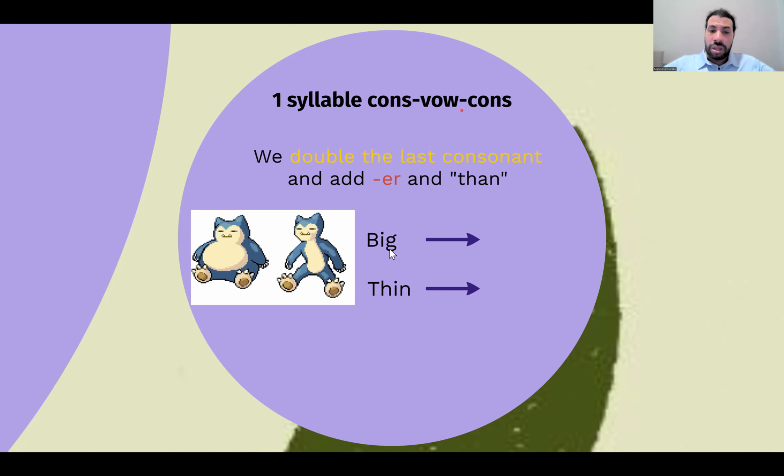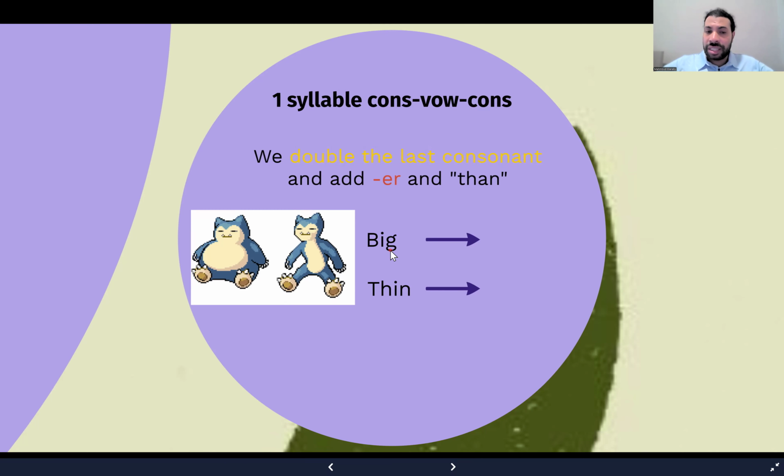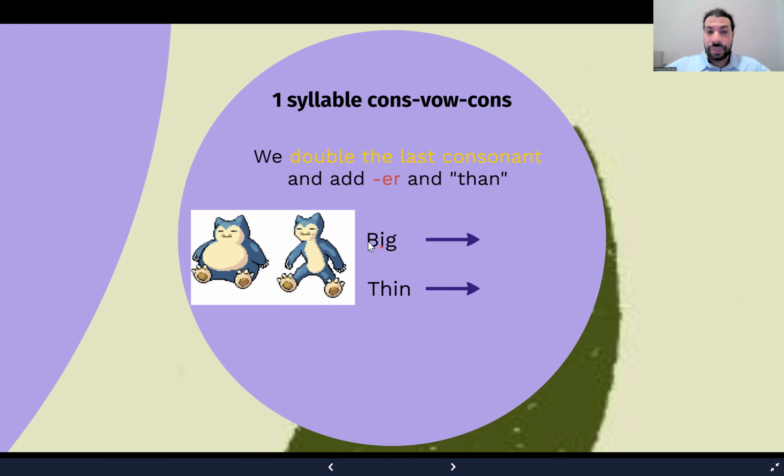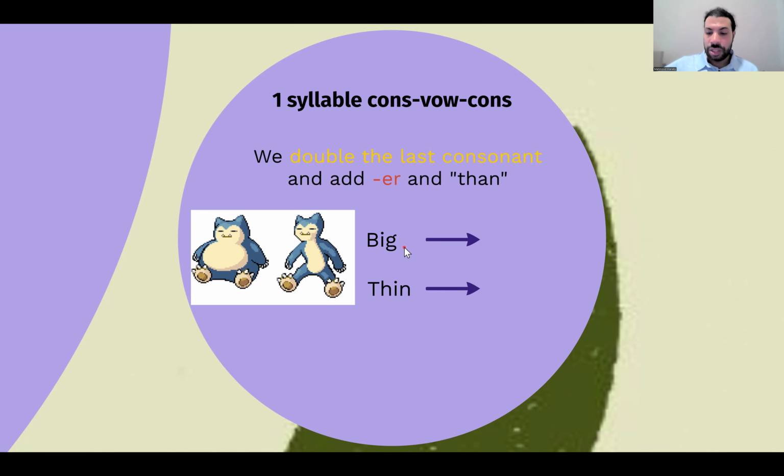Okay, so for example, the G, is it consonant? Remember, A, E, I, O, U. Is it consonant or vowel? Yes, great, consonant. What about the I? Vowel. The B, consonant. So here we have consonant, vowel, and consonant. Then we need to double the last letter, the G. So it will be bigger than.